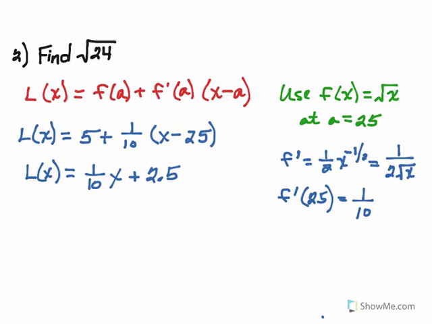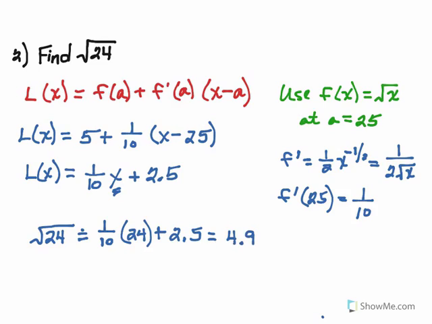We want to use this to approximate square root of 24. Again, the key word, approximate. So we have 1/10 into the x, we're going to substitute 24 itself, plus 2.5. We end up with 4.9 as our answer. Remember, we had said it would be in between 4 and 5. Makes sense, it's closer to 5 because we're doing square root of 24, which isn't going to be far from square root of 25. Definitely makes sense. It's close to 5. You can go ahead on your calculator and do square root of 24, and you will find that it's pretty close to 4.9.